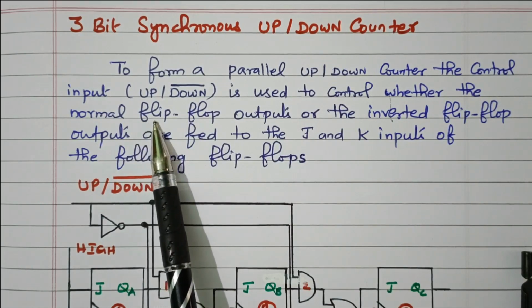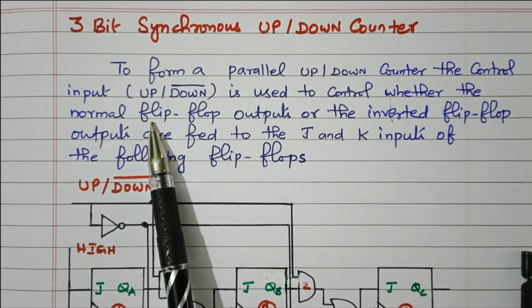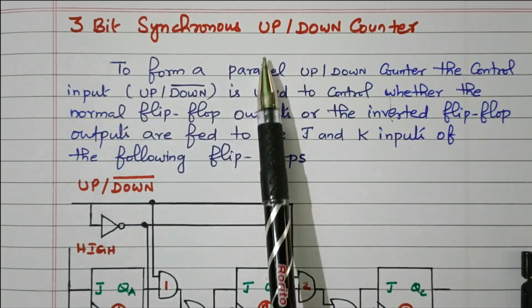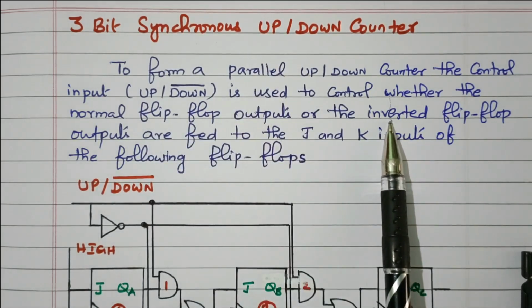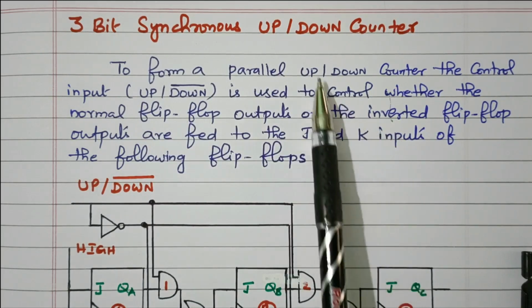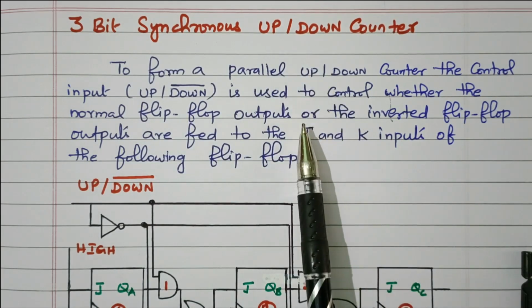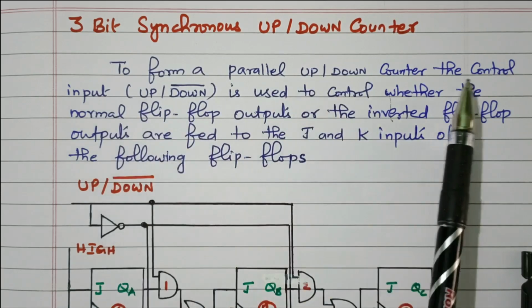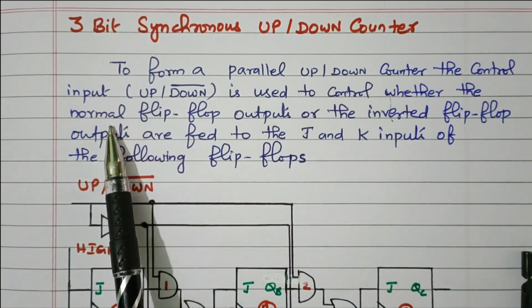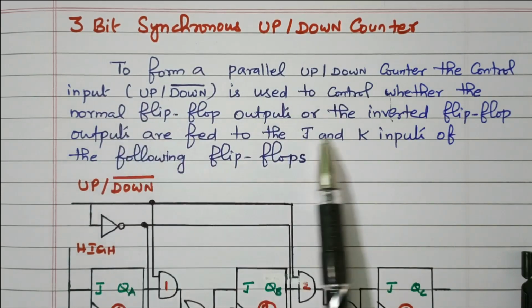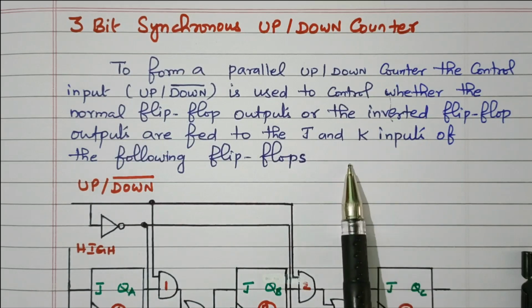If we give the normal flip-flop output to the next stage of flip-flop, we'll get the up operation. If the inverted flip-flop output is fed to the next flip-flop, we'll get the down operation. So that control is done by this control input, up down dash. This will decide whether we feed the normal flip-flop output or the inverted flip-flop output.